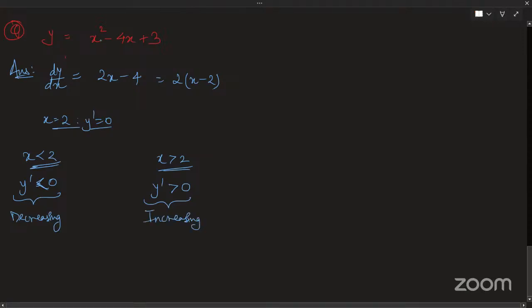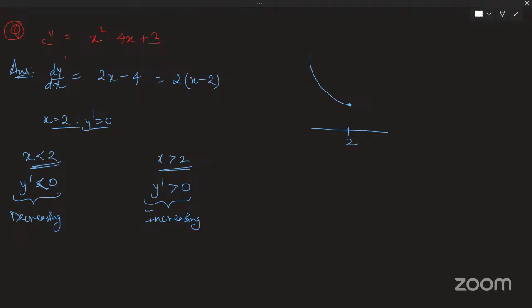So my graph will be something like this. I don't know exactly how the graph will be, but I can surely say that it will come down and have its minimum value, because till 2 it is decreasing and after 2 it is going up. So it will be something like this. I can just infer something like this.